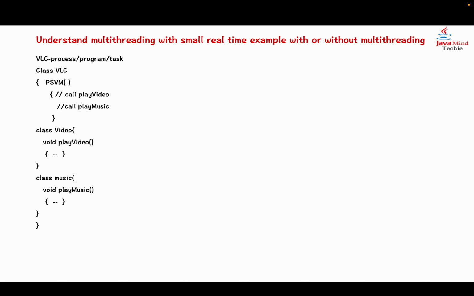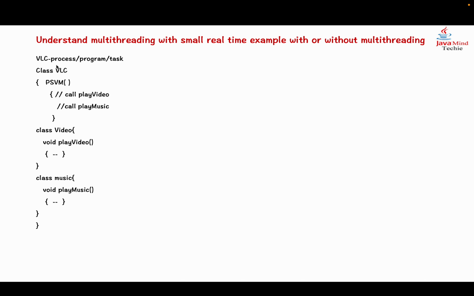Then next topic. I will explain with a small example, with and without multi-threading. Suppose we are not going to use multi-threading, what will happen? If we use multi-threading, then what will happen? I already explained in the previous slide. We have one VLC media player, right? VLC media player is just like one process, program, or task, correct?